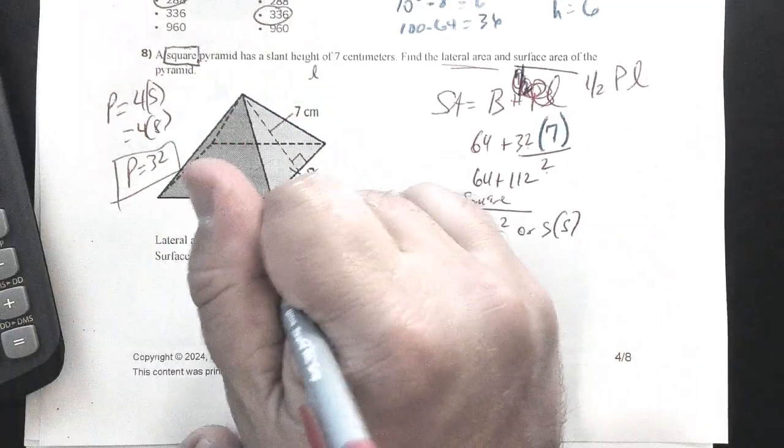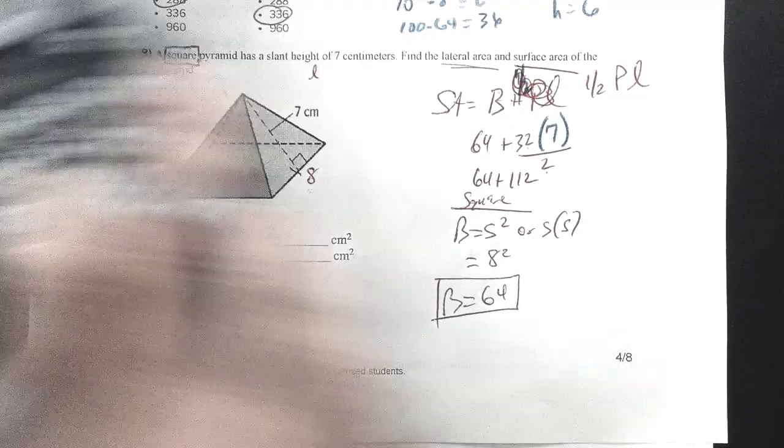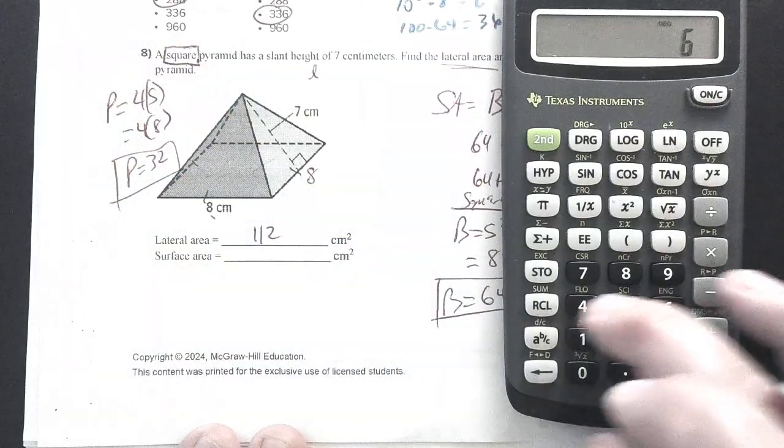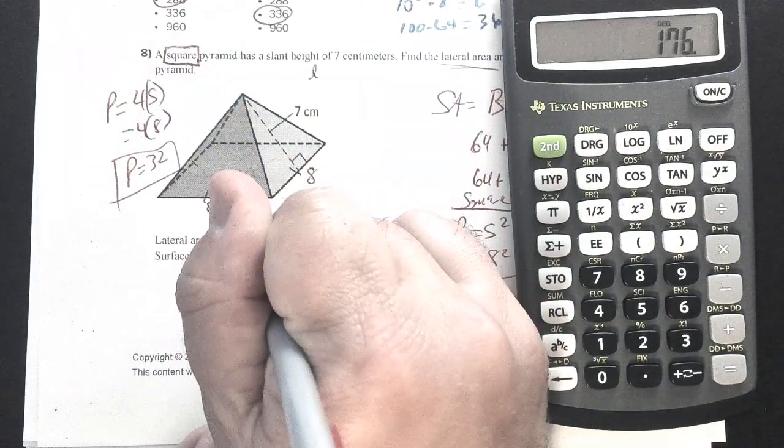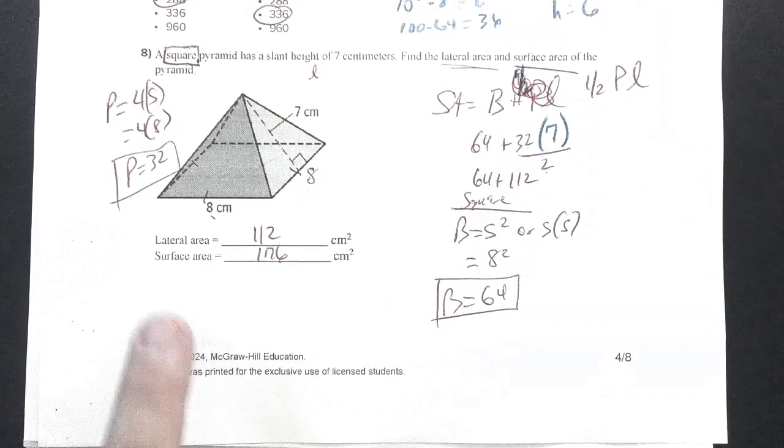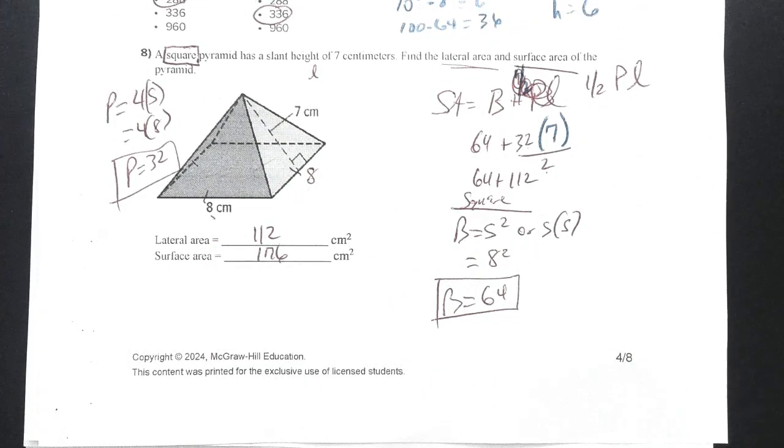So your lateral area is 112, and then you're going to add 64 to it. That's the base, and your total is 176. So lateral area was 112 centimeters squared. Surface area was 176. All right, that's it for this half.